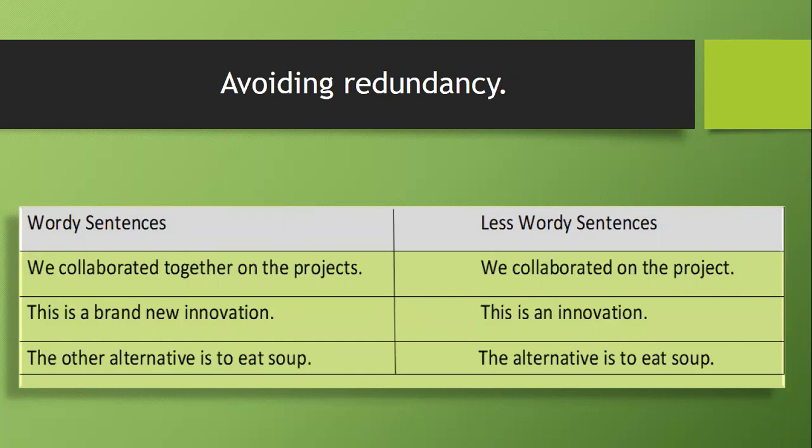This is a brand new innovation. New is already implied in innovation. We've done an exercise like this before. This is an innovation. The other alternative is to eat soup, or the alternative is to eat it. So that is your wordy sentences versus the less wordy sentences.